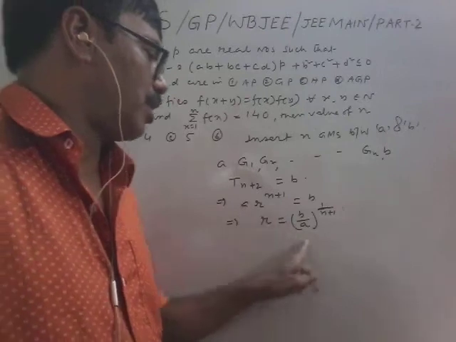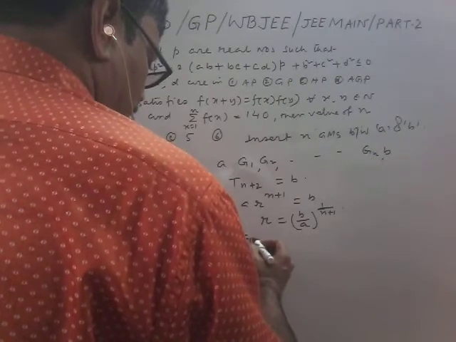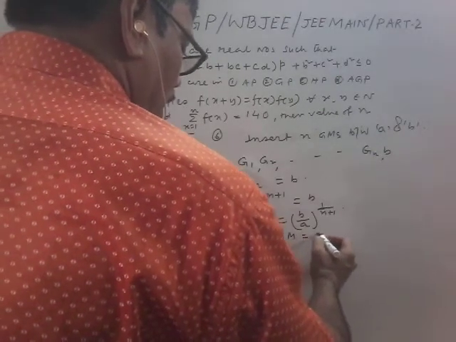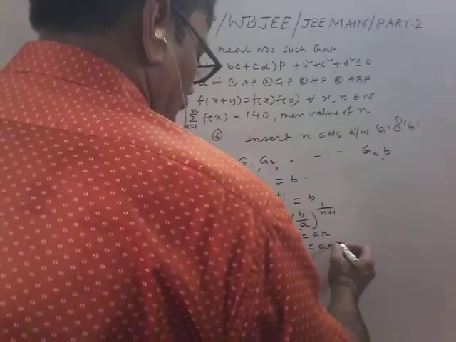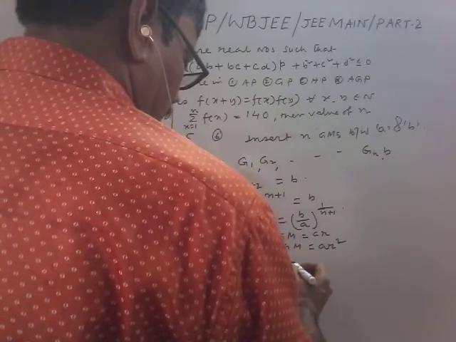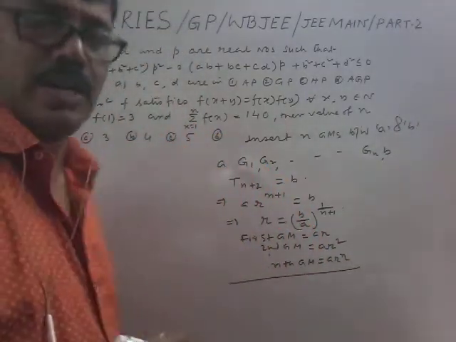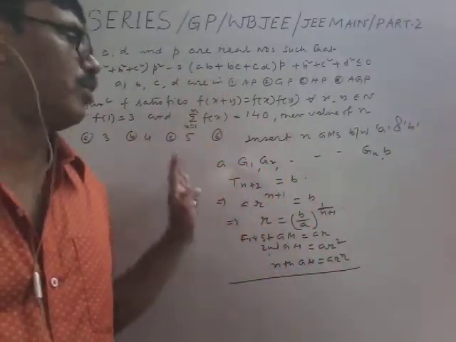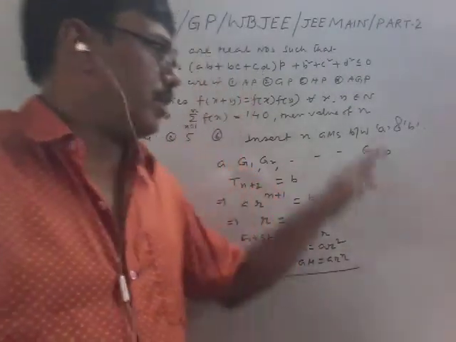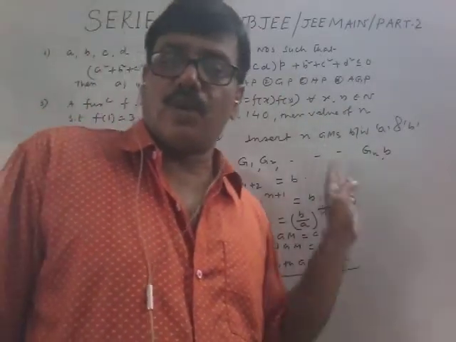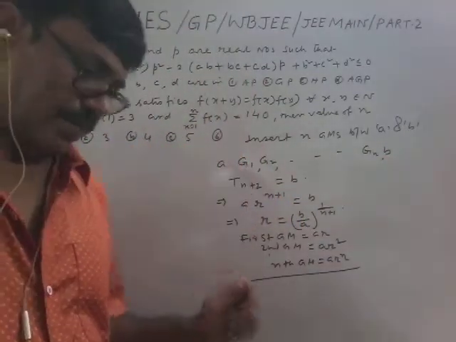So for GP, you have to remember these results. First GM is AR, second GM is AR square. So nth GM equals AR to the power n. So these are the working tools of this chapter. What is Tn? What is the sum of n terms? Sum of geometric series, infinite GP series, geometric mean.